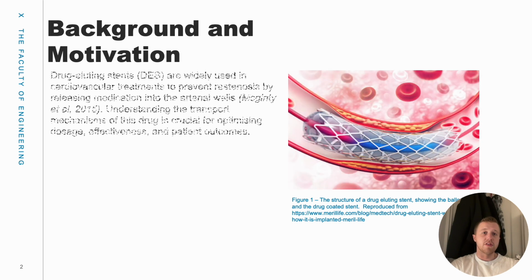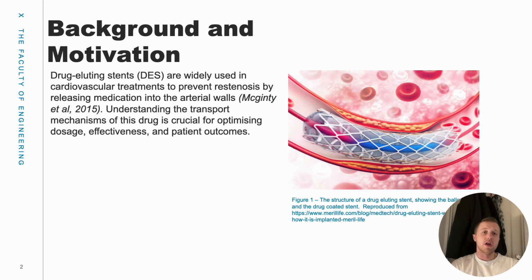Cardiovascular diseases are one of the leading causes of death globally, and drug-eluting stents play a crucial role in preventing restenosis, where arteries re-narrow after procedure. Drug-eluting stents work by gradually releasing a drug into the arterial walls, reducing excessive tissue growth. However, optimising drug release is challenging, and understanding how the drug spreads to the tissue is key to improving effectiveness. Figure 1 is a diagram of a drug-eluting stent. We can see the balloon and where the drug is going to get released.